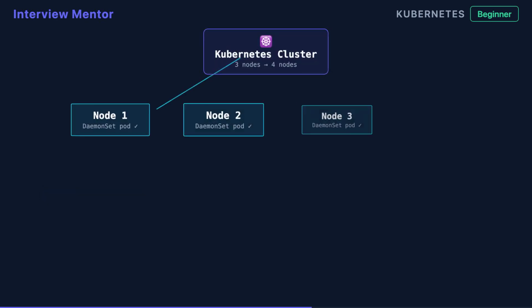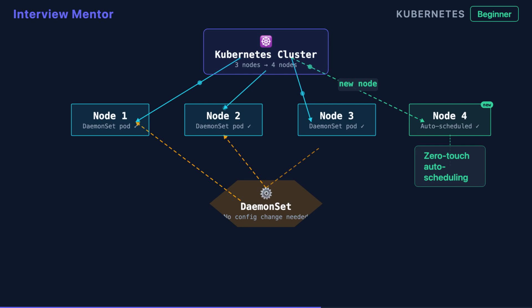There's another big advantage that often gets overlooked. When a new node joins your cluster, maybe you're scaling up, a DaemonSet automatically schedules a pod on it. No manual intervention, no configuration change. It just works. With a deployment, your replica count stays the same even if you add 10 new nodes. You'd have to manually scale up if you wanted coverage on those new machines. So DaemonSets give you zero-touch node coverage as your cluster grows.